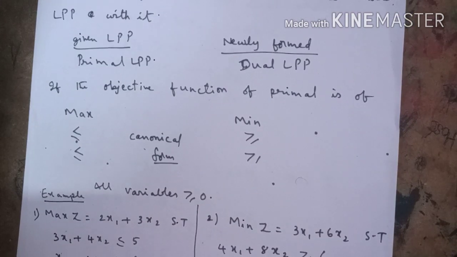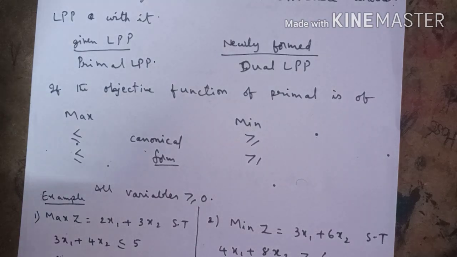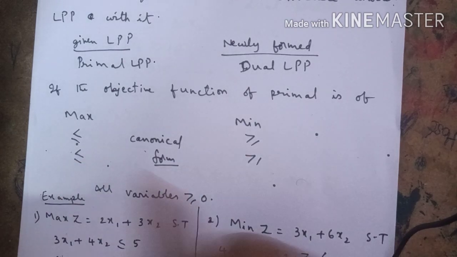Now, while forming a dual LPP, we have to remember a few important points. What are the points? I'll tell you. If the given LPP, the primal LPP, is of maximization type and all the constraints have the less than or equal to symbol, then we say that it is in the canonical form. In the same way, if the given objective function is of minimization type and all the constraints are of the form greater than or equal to, then we say that it is in the canonical form.